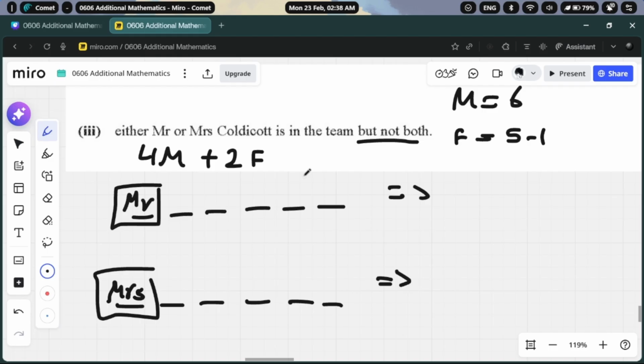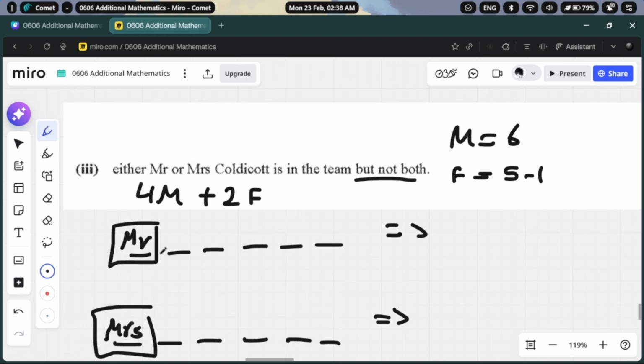case. So that means when you select Mr. Goldicott, for example, you have to exclude Mrs. Goldicott from the females as well. So you will be left with 5 males and you'll be left with 4 females actually. So you already selected one male, so you just have to select 3 more, and you're left with 4 because you have to exclude Mrs. Goldicott. That would be 4C2.